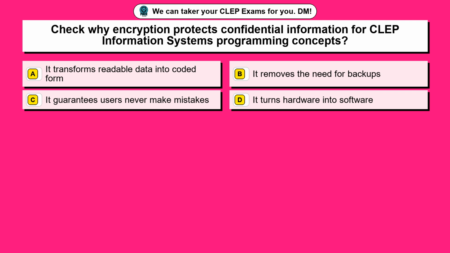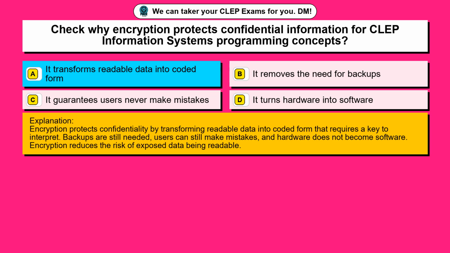Option A. It transforms readable data into coded form. Option B. It removes the need for backups. Option C. It guarantees users never make mistakes. Option D. It turns hardware into software. The correct answer is option A. It transforms readable data into coded form.